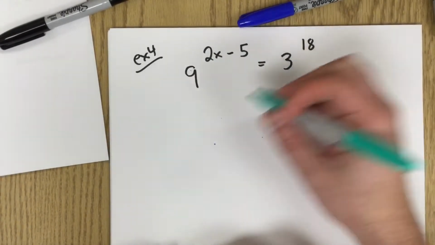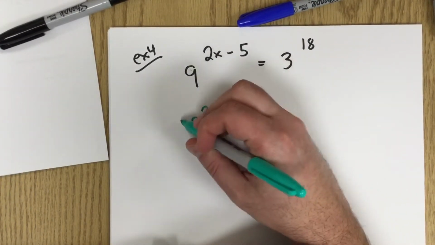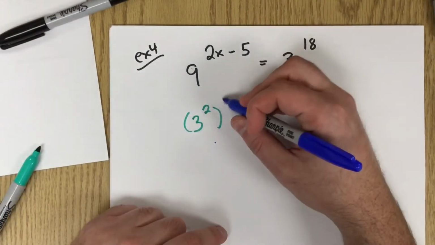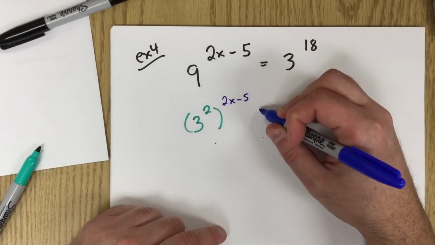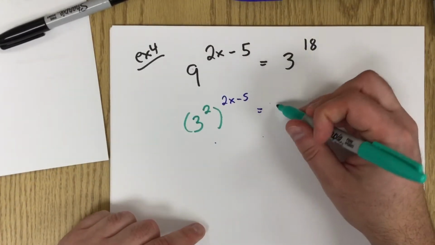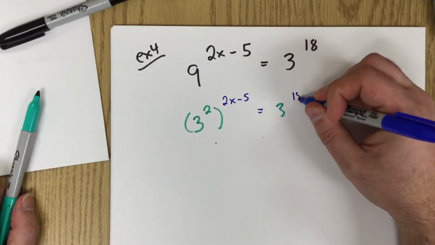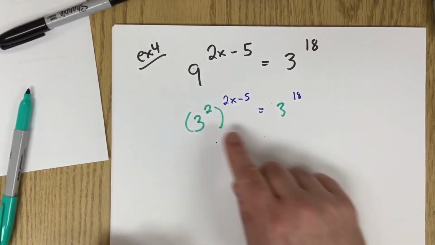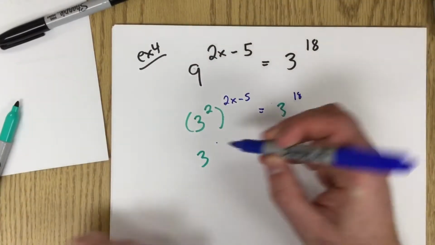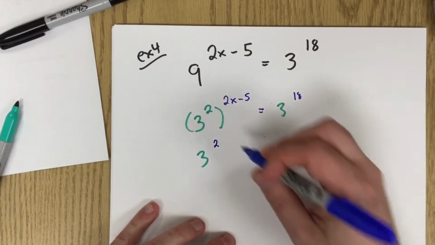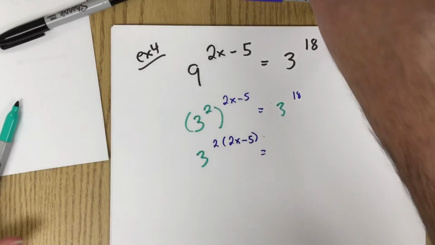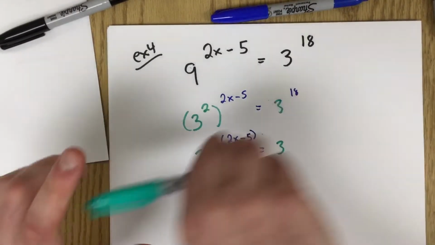So we could say that 9 is actually the same as 3 squared. So it's going to be 3 squared to the 2x minus 5, which is equal to 3 to the 18. Now the bases are not quite the same. If we have a power to a power, we multiply the exponents. So it's going to be 3 to the power of 2 times 2x minus 5. And this one is just, of course, 3 to the 18.